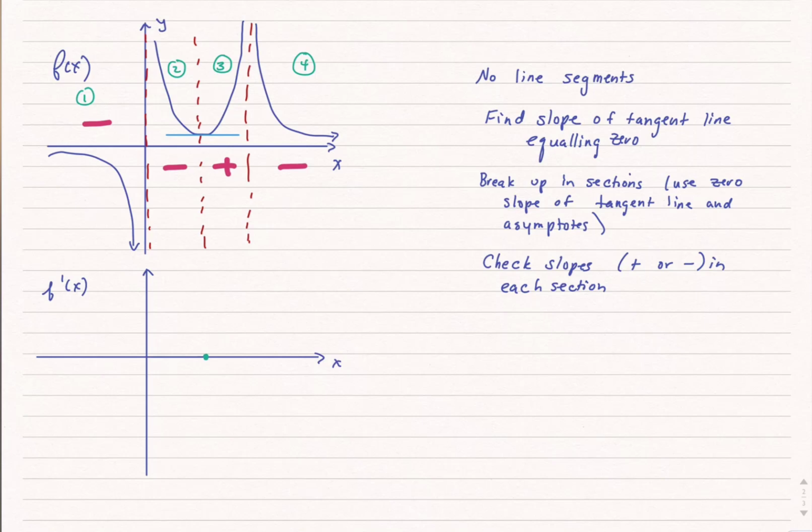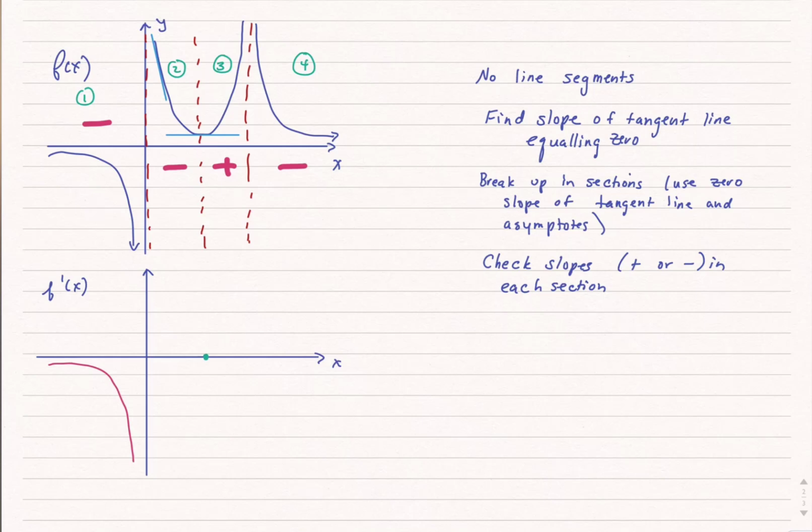So it should look something like this. In this case, it almost looks like my original graph. Okay, in section 2, I start off with a slope that is very, very negative. And let's draw some tangent lines. So it starts off really, really steep in terms of a negative slope.